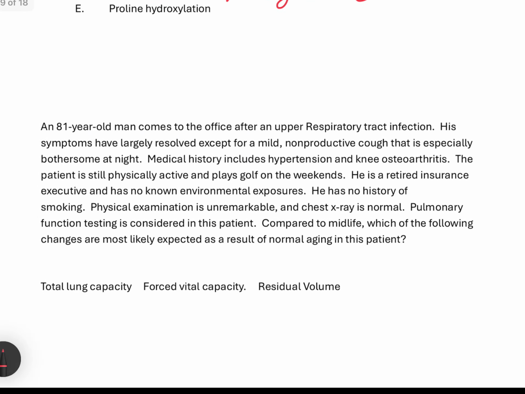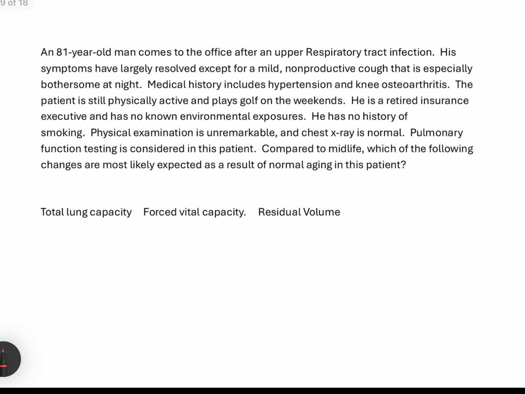Okay. Now we are moving to the next question. The next question is about an 81-year-old man who comes to the office after an upper respiratory tract infection. His symptoms have largely resolved except for a mild non-productive cough that is especially bothersome at night. Medical history includes hypertension and knee osteoarthritis. The patient is still physically active and plays golf on the weekend. He is a retired insurance executive and has no known environmental exposures. He has no history of smoking. Physical examination is unremarkable and chest x-ray is normal.